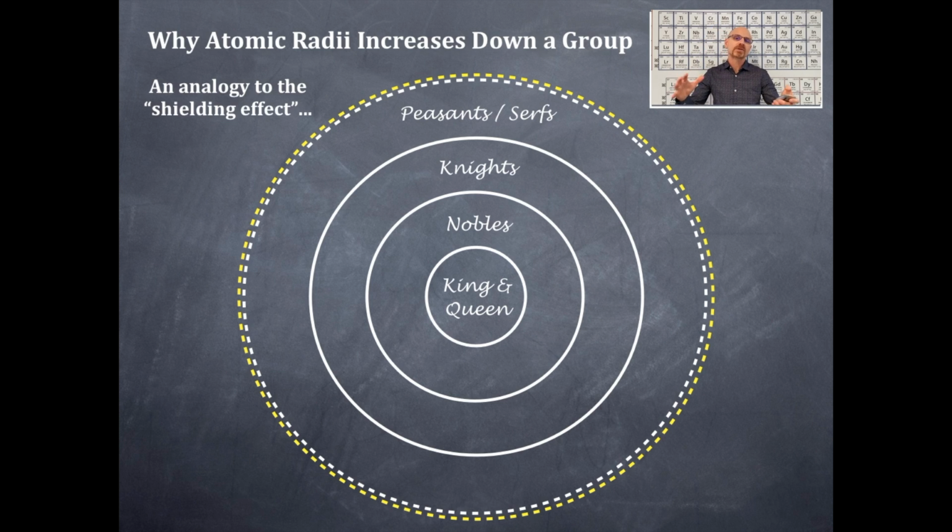And those outermost valence electrons are not held as tightly because they're in larger principal quantum energy levels. And there's electron repulsion occurring from the inner shells of electrons.